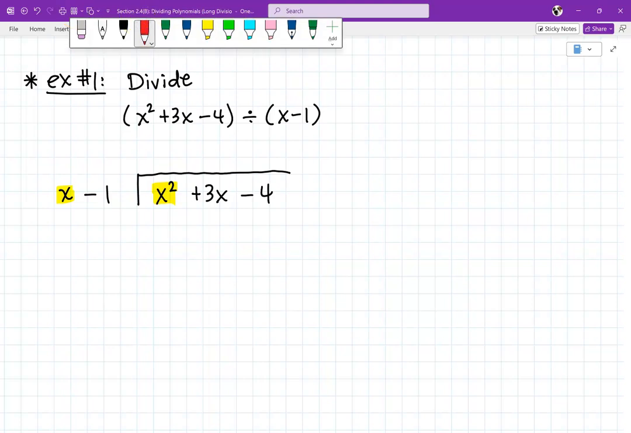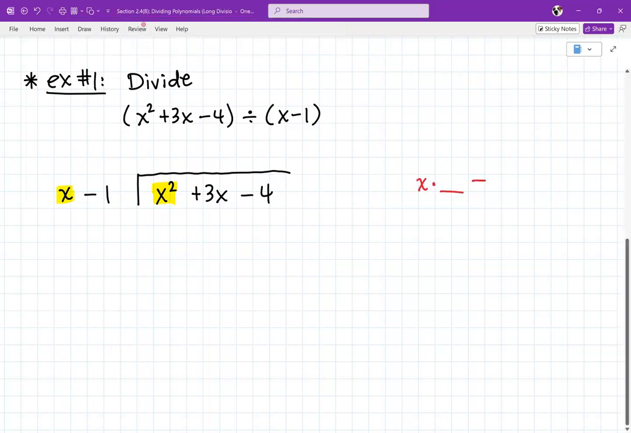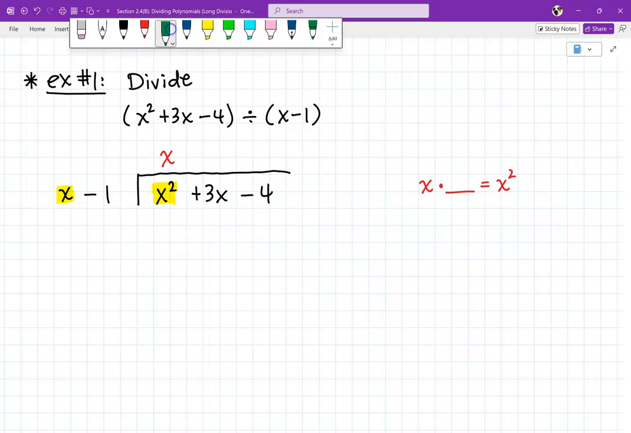So what do I multiply x by to make it an x squared? Not by 2. I want x to become x squared. So x times what is x squared? That'd be an x, right? X times x is x squared. Okay, so I'm going to put the x up here. X times something is x squared, so that something would be an x, right? So I asked myself, x times what is x squared? Well, x times x is x squared.